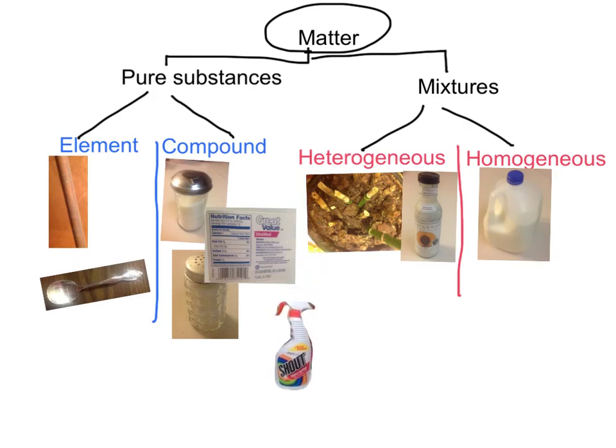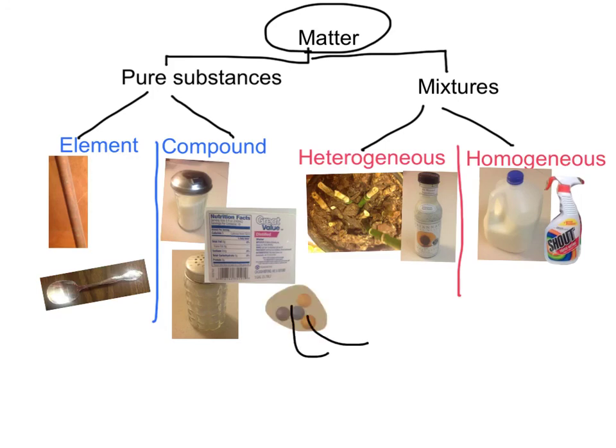What about a bottle of Shout? What would you think about it? Where would it go? Is it an element? No. Compound? Heterogeneous? Homogeneous? Say homogeneous. Okay, here we go again. We've got this little molecule right here. Just by the representation of what it looks like, is it going to be homogeneous, heterogeneous, a compound, or an element? What do you think? If you chose a compound, you were right.